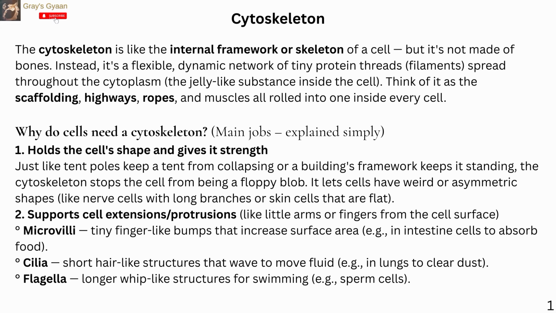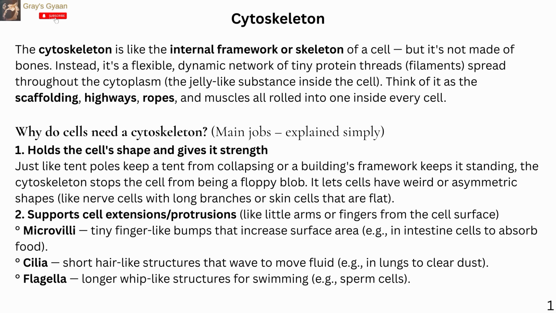Why do cells need a cytoskeleton? First point, holds the cell's shape and gives it strength. Just like tent poles keep a tent from collapsing, or a building's framework keeps it standing, the cytoskeleton stops the cell from being a floppy blob. It lets cells have weird, or asymmetric shapes, like nerve cells with long branches or skin cells that are flat.